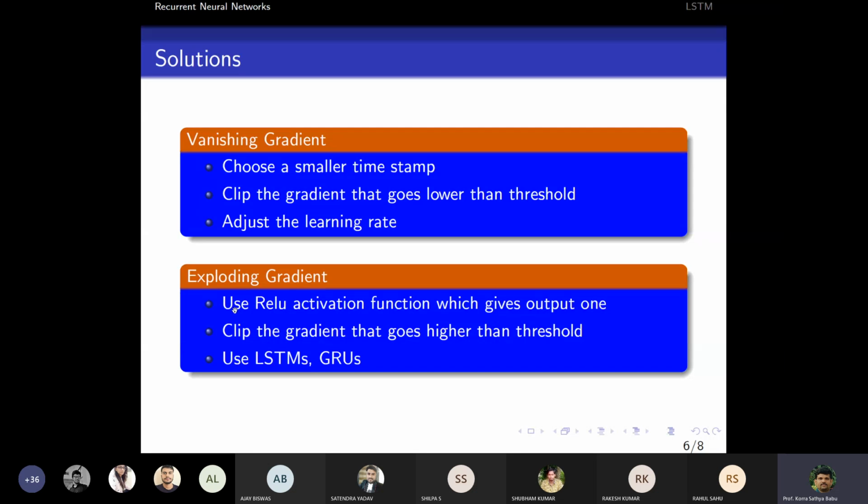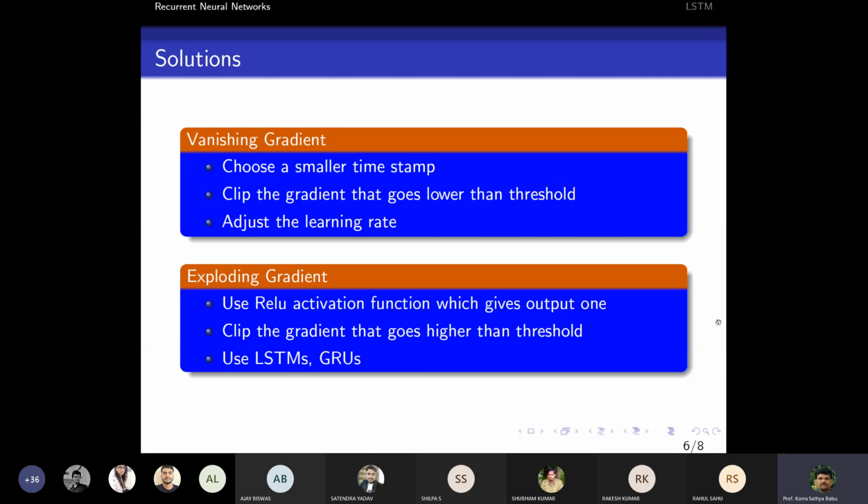For vanishing gradient, you use the ReLU activation function that gives output as 1, and you clip the gradient that goes lower than some threshold. Still you can use LSTMs and GRUs. For exploding gradient, you try to use a smaller timestamp, then you clip the gradient that goes higher than the threshold, and you can adjust the learning rate. So keep on adjusting the learning rate. This is how you can overcome the exploding gradient.